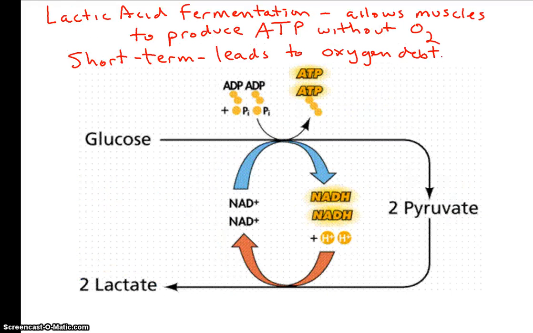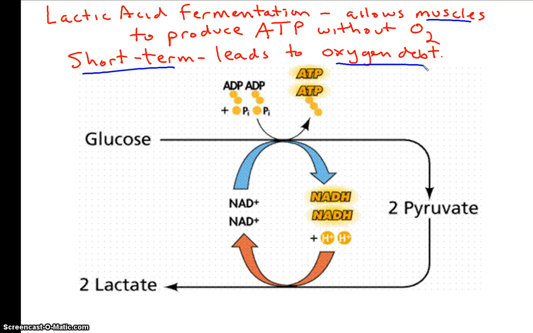Now, what happens in humans or animals if there's no oxygen? If you've ever been running or lifted, you may get that burn in your muscles from the buildup of lactic acid. So lactic acid fermentation allows muscles to produce ATP without O2. If there's no oxygen present, the same thing happens. And it's a short-term fix. It leads to something called oxygen debt. We can't sustain it for very long.